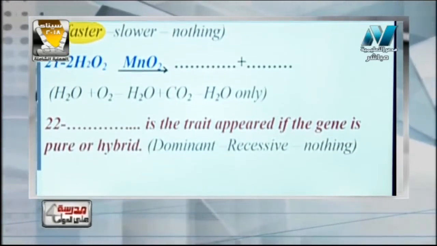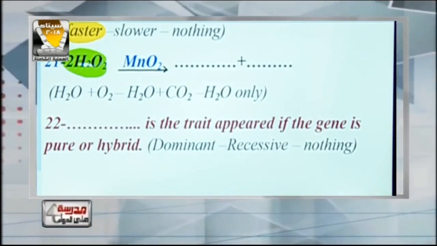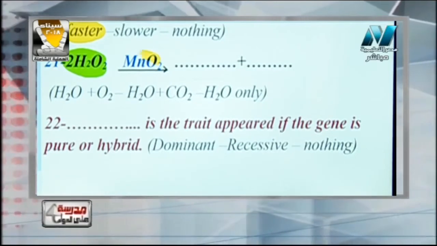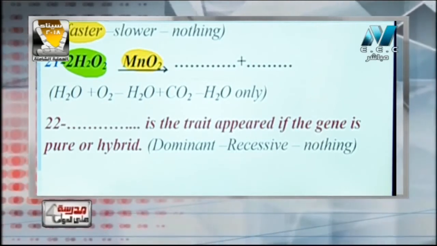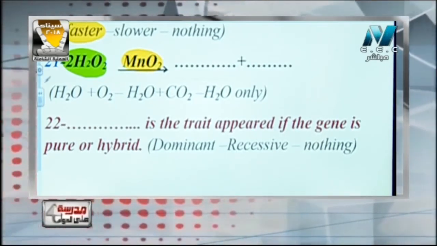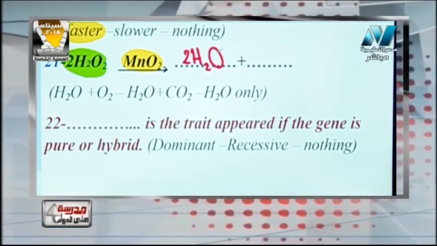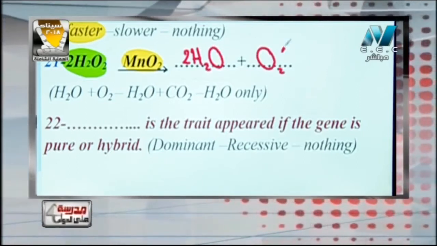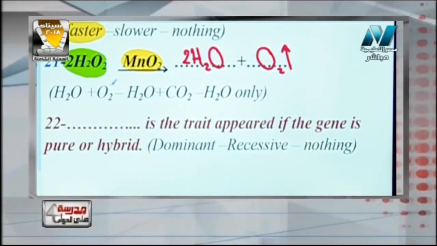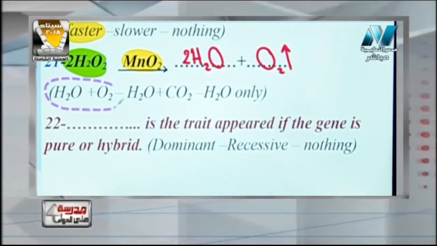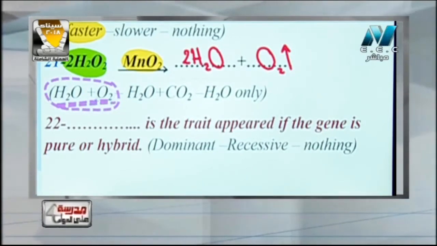Next question, here we have hydrogen peroxide, 2H2O2, by using a catalyst, manganese dioxide MnO2. So the hydrogen peroxide will decompose into 2H2O, water, and oxygen gas evolves. So we can answer by using the first choice, as here we have H2O and oxygen gas evolves.